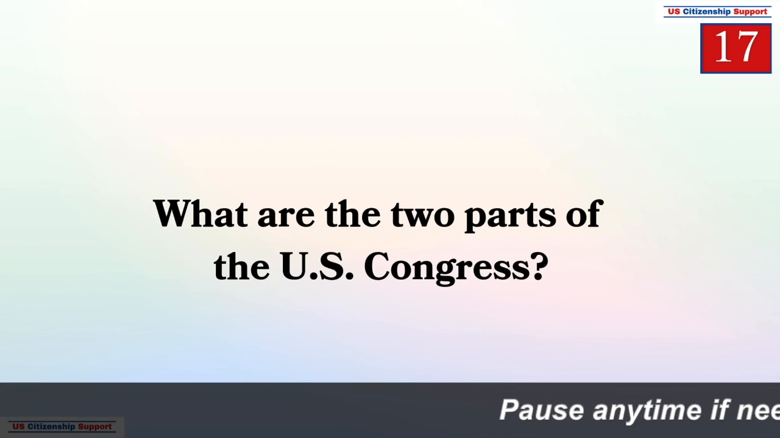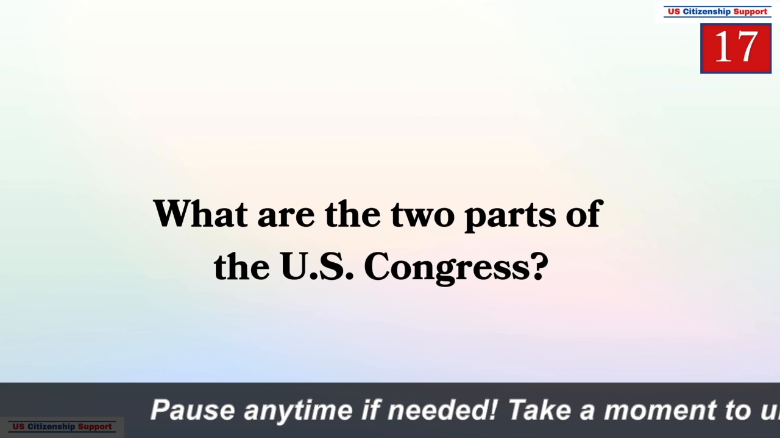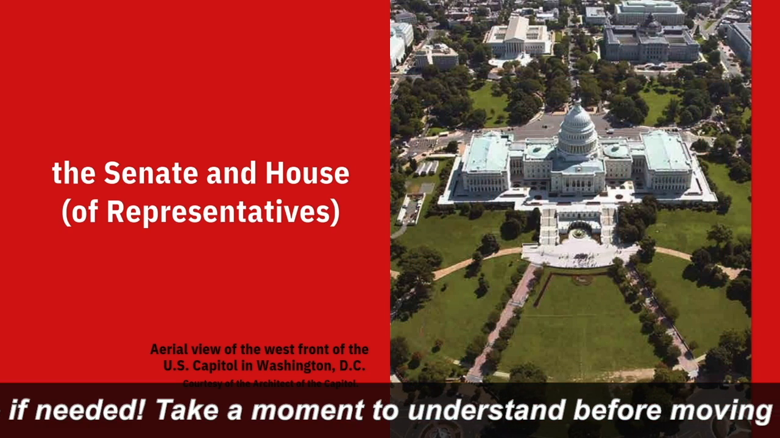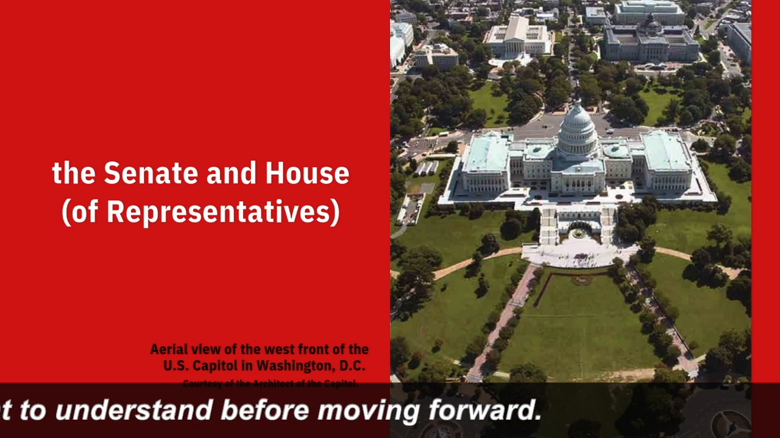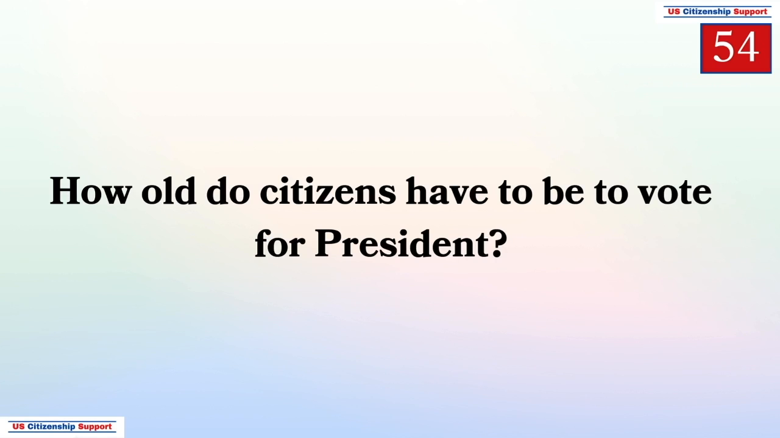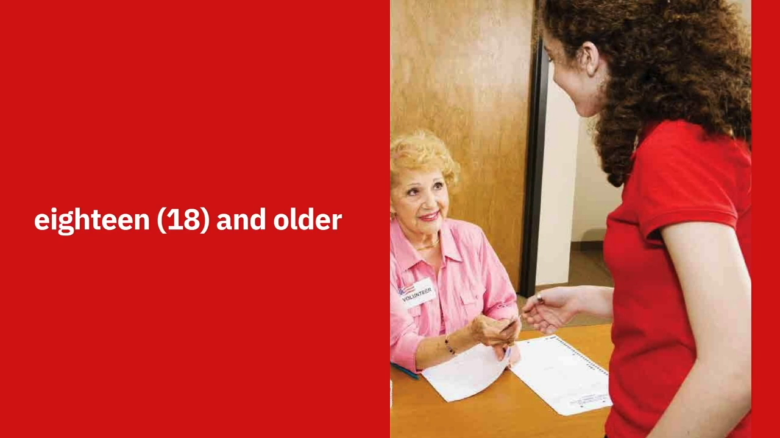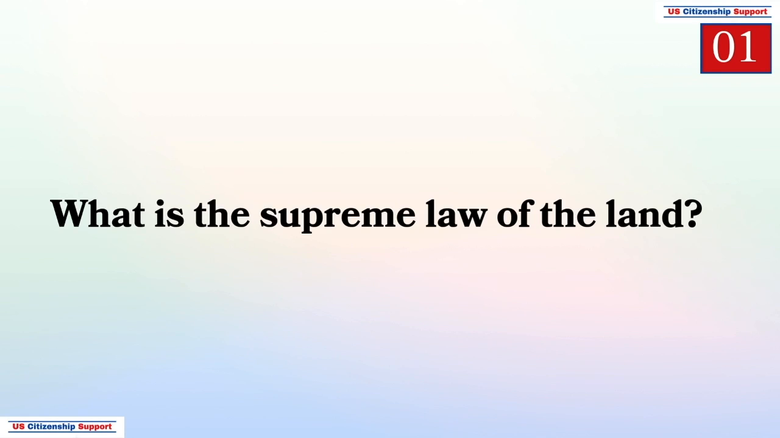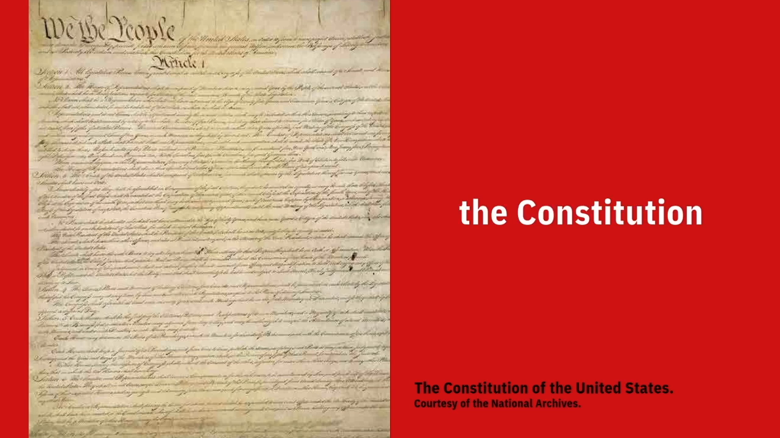What are the two parts of the U.S. Congress? The Senate and House of Representatives. How old do citizens have to be to vote for president? 18 and older. What is the supreme law of the land? The Constitution.